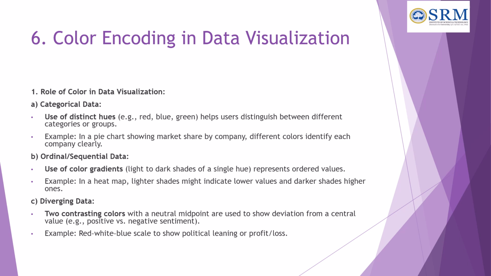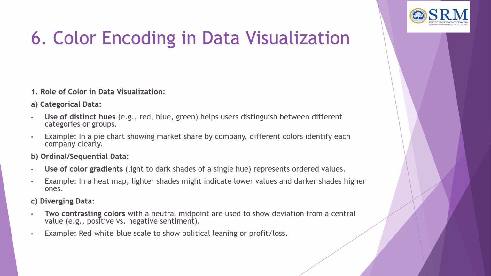Next topic, color encoding in data visualization. Colors play a big role in making data easier to understand. We use colors in different ways depending on the type of data we are showing. For categorical data like names of companies or types of fruits, we use different colors like red, blue or green to show separate groups. This helps us easily tell one category from the other.